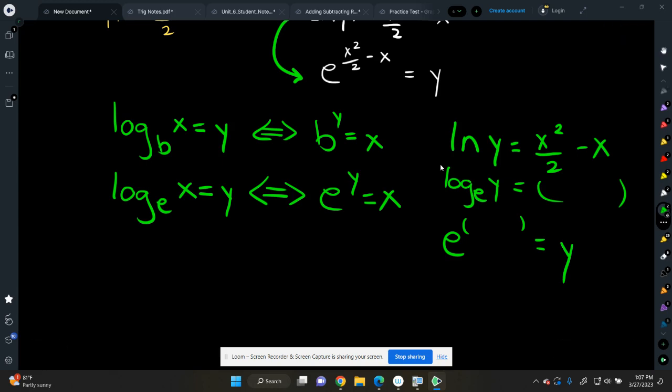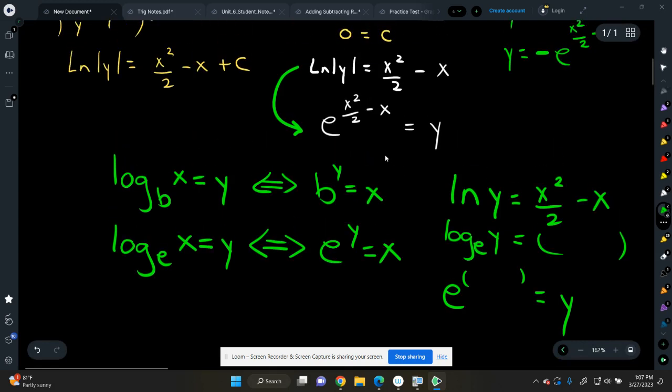So log base e of y is natural log of y? Yes. Natural log is a logarithm with a base of e. Okay?